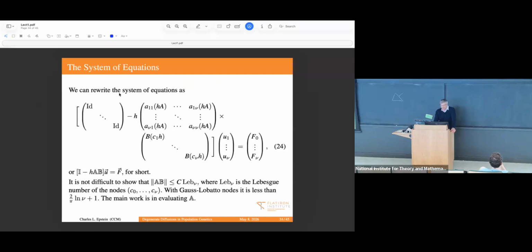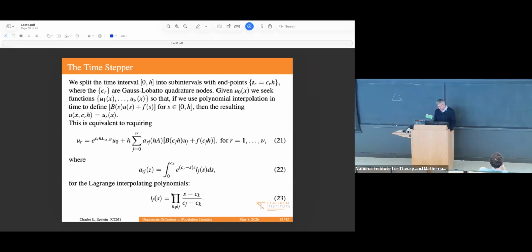So we rewrite the system of equations in this form, and it's a pretty nice looking system. We write it as I minus h times matrix A times matrix B equal to some vector on the right, F. And actually, you can very easily estimate the norm of AB. It's going to be some constant times the Lebesgue number of the nodes. So the Lebesgue number of the nodes has to do with how bad a job you do when you use these interpolating points to evaluate a function away from the interpolating points.